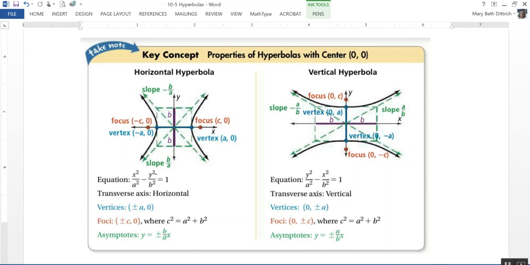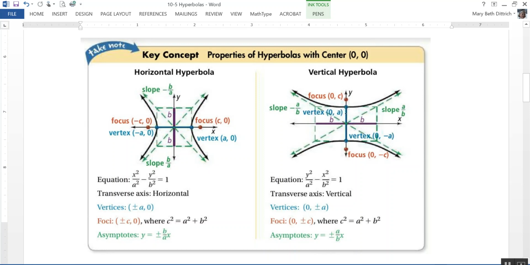For a hyperbola, the way you know if it's horizontal or vertical is which letter, x or y, comes first. In this case, it's x squared minus y squared, so that means it's going to be horizontal and open on the x-axis. Notice for a vertical hyperbola, the equation is y squared over a squared minus x squared over b squared equals 1. The y comes first, so this opens up and down. And all of the same things are true.